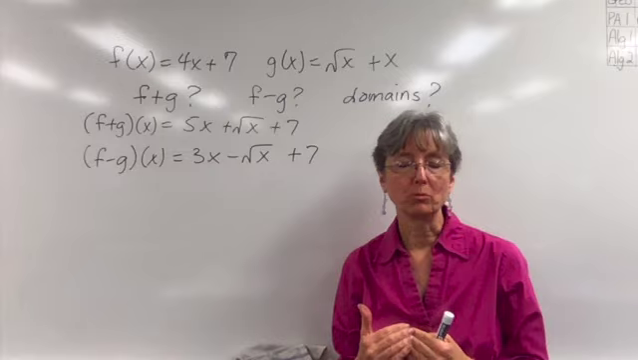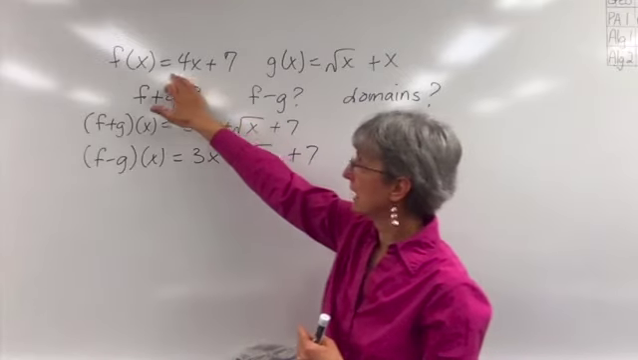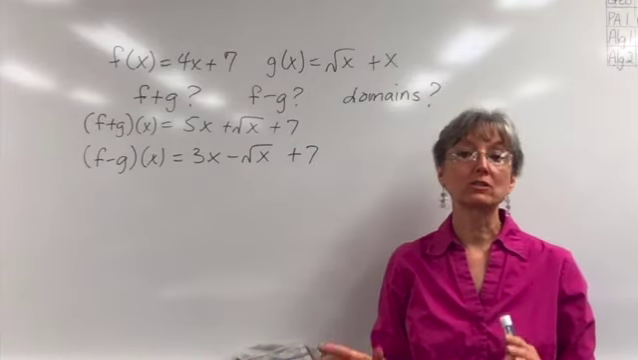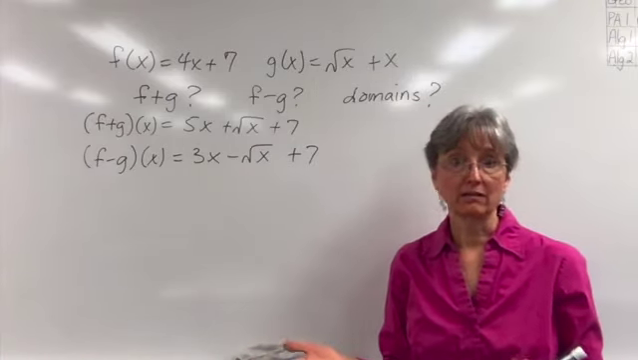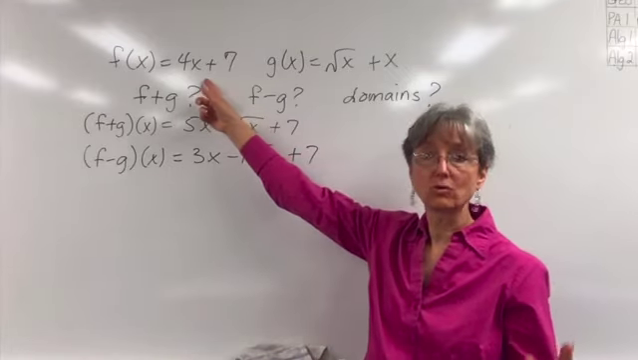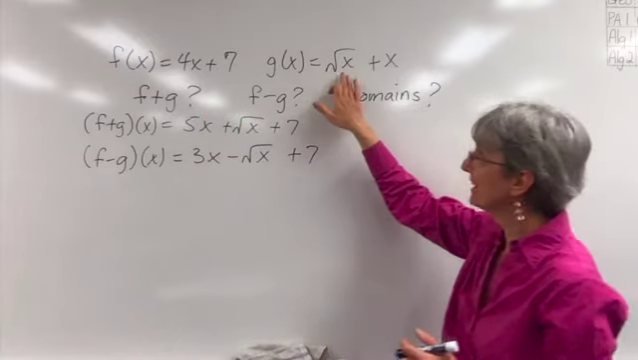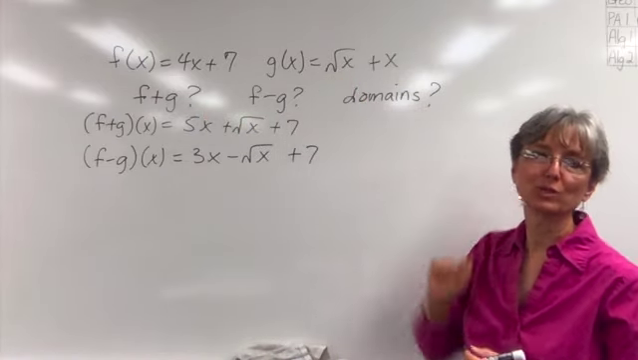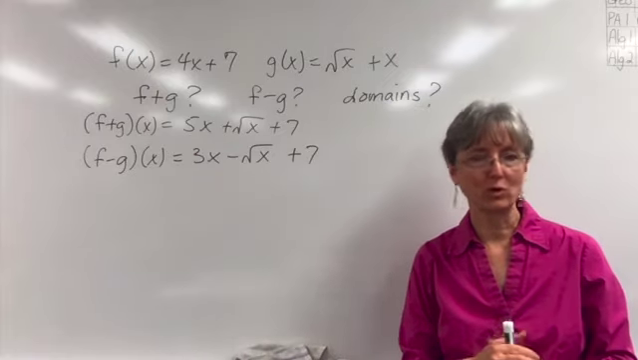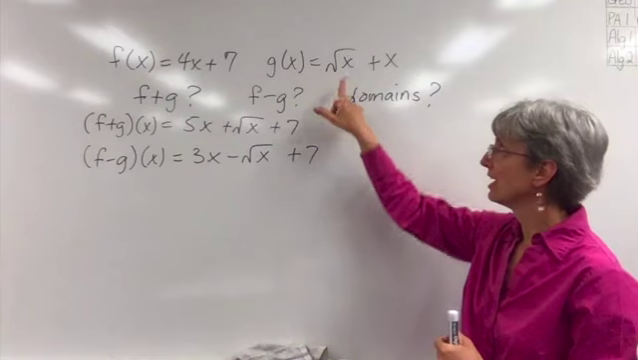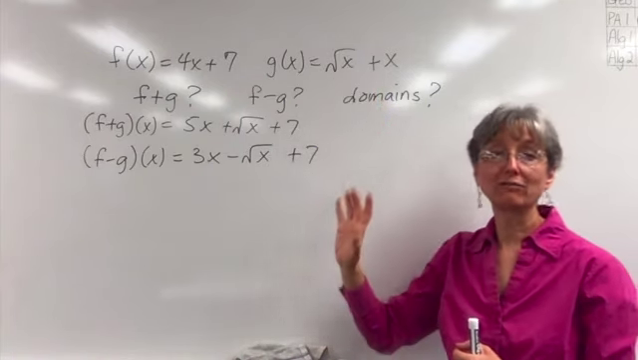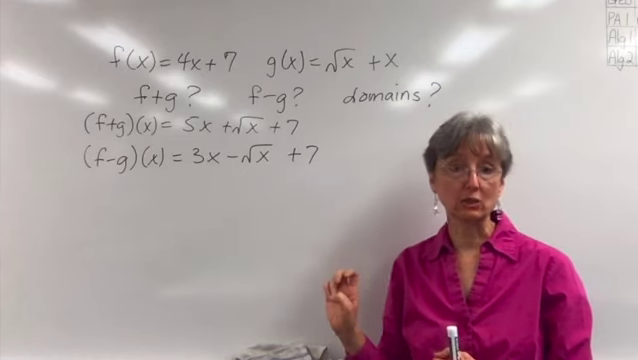Now let me talk about domain. If I look at this f of x, is there anything that limits what my x could be? I can't see a thing. My x would be all real numbers. There's no limit to what I can make my x. So that's all real numbers. But if I look at my g of x, I have this root. And when you have a square root, we are not going to deal with negative square roots. We're not going to deal with imaginary numbers. So therefore, my g of x is limited to everything greater than or equal to 0.